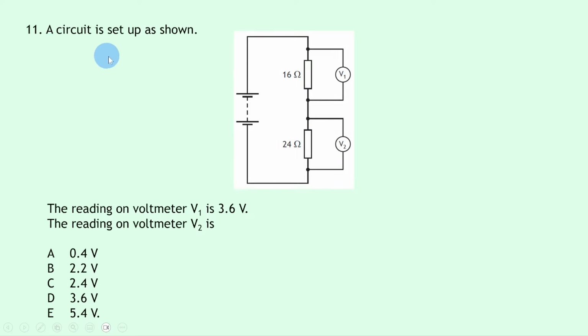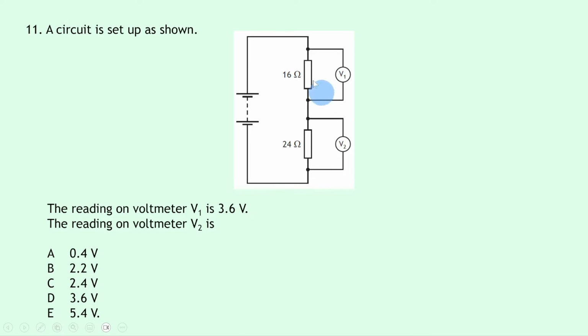Question 11 says a circuit is set up as shown, and you can see it's a series circuit with 2 resistors and 2 voltmeters. And another way of thinking about this is that it's a potential divider circuit. And it then says the reading on voltmeter V1 is 3.6 volts, so that's up here, and the reading on voltmeter V2 is. So we need to calculate that voltage, which we can do using one of our potential divider equations. Because we don't know what the supply voltage is here, we're going to use the equation for potential dividers that doesn't have Vs in it.